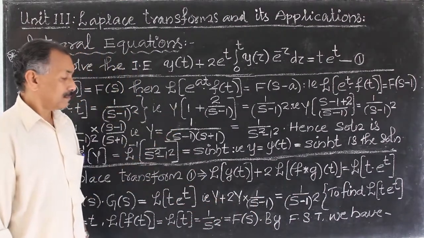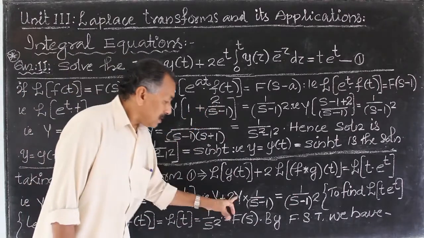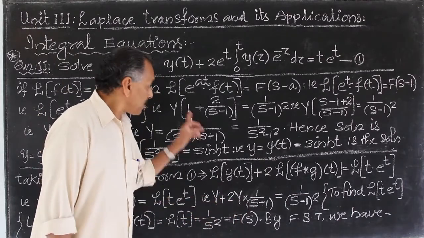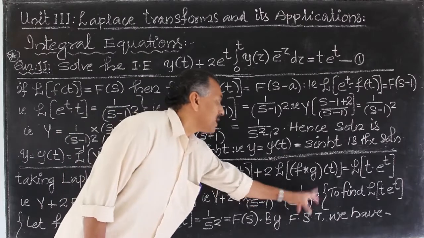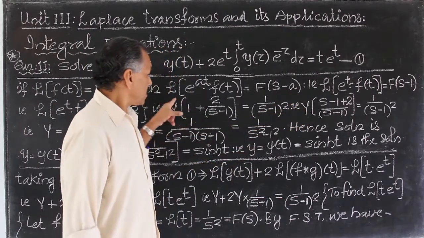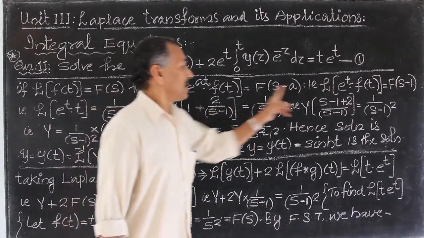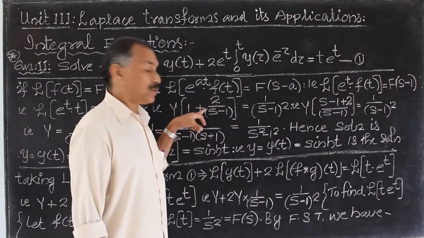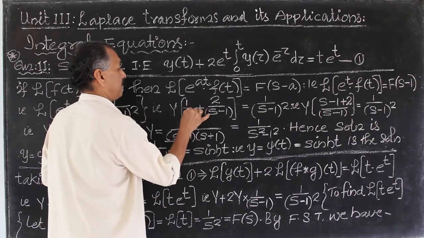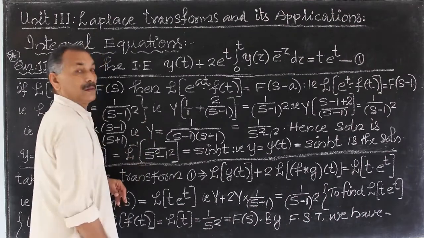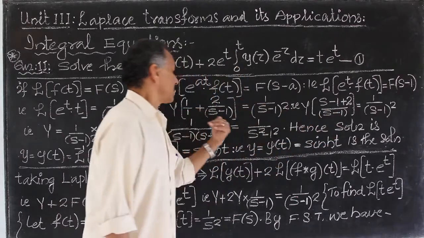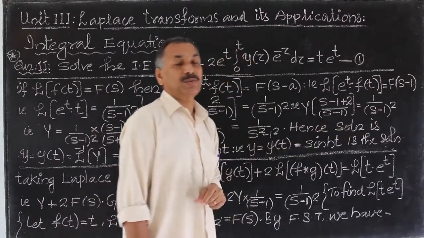Y into ഇവിടെ ബാക്കി 1 plus 2 divided by s minus 1 അല്ലേ? Take Y outside, that is Y into 1 plus 2 divided by s minus 1 is equal to 1 divided by s minus 1 square. That is, simplify here. Y into, cross multiply, s minus 1 into 1, that is s minus 1. അങ്ങനെ cross multiply, 2 into 1 divided by s minus 1 is equal to 1 divided by s minus 1 square.